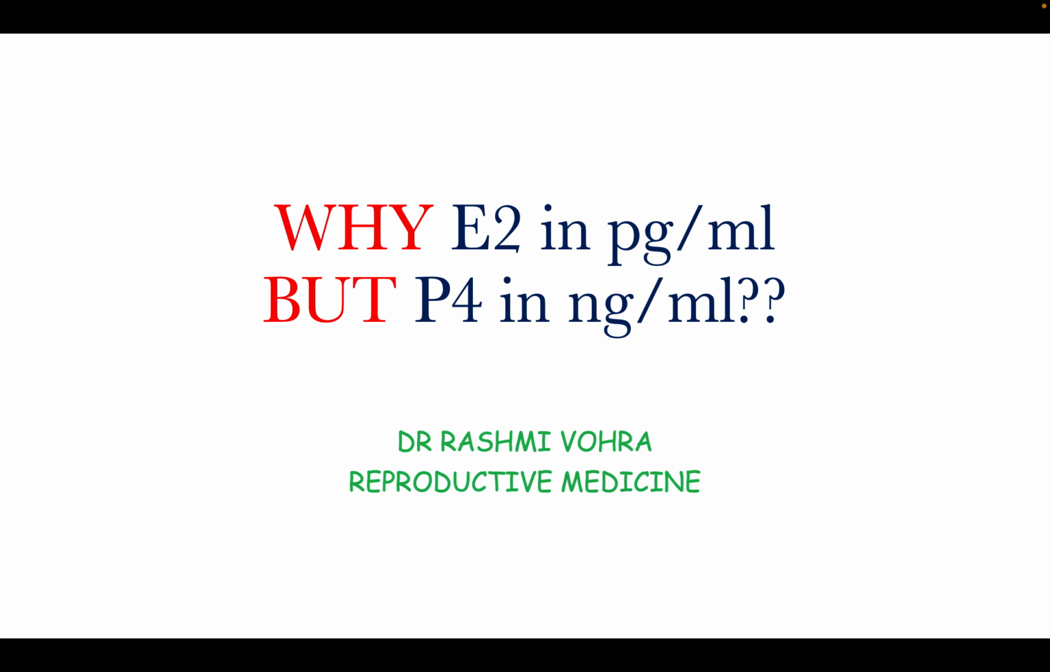For that, first we need to understand what is picogram, what is nanogram, how are they different. Basically, 1 nanogram is 1000 picograms. It means nanogram is a bigger unit and picogram is a smaller unit. Just for example, to make you understand, 1000 ml is equal to 1 liter. The same way, 1 nanogram is equal to 1000 picogram. So why is there the difference in this? That I will be explaining.